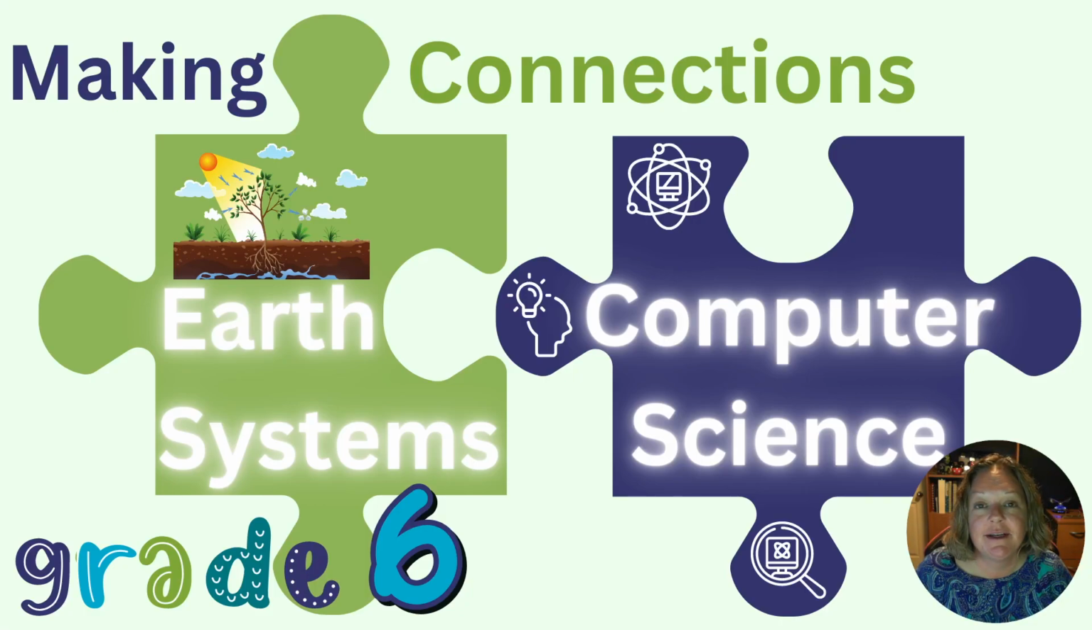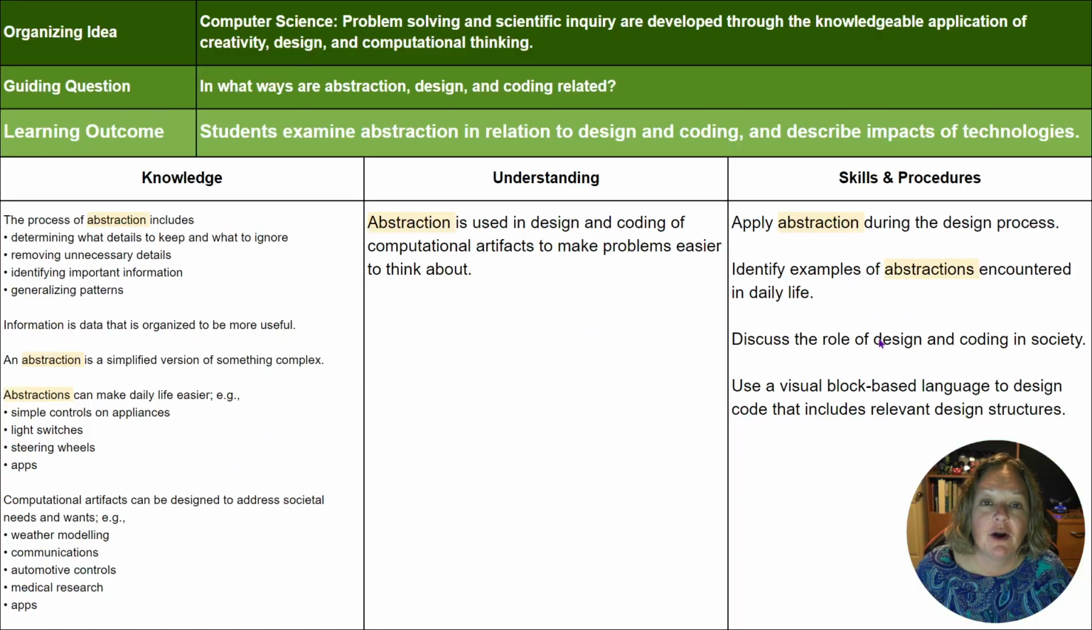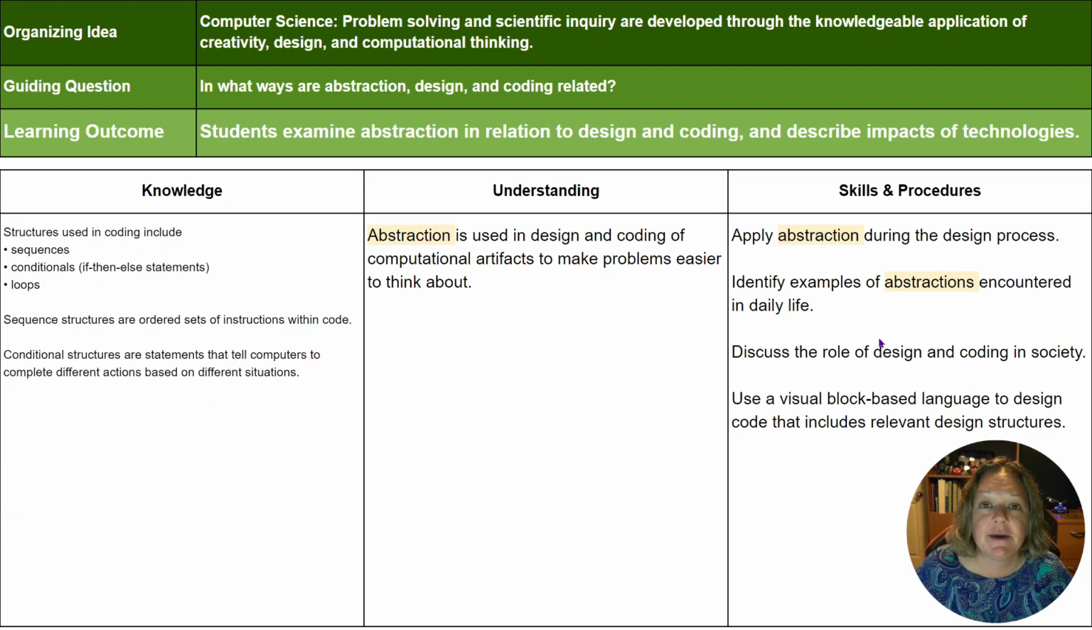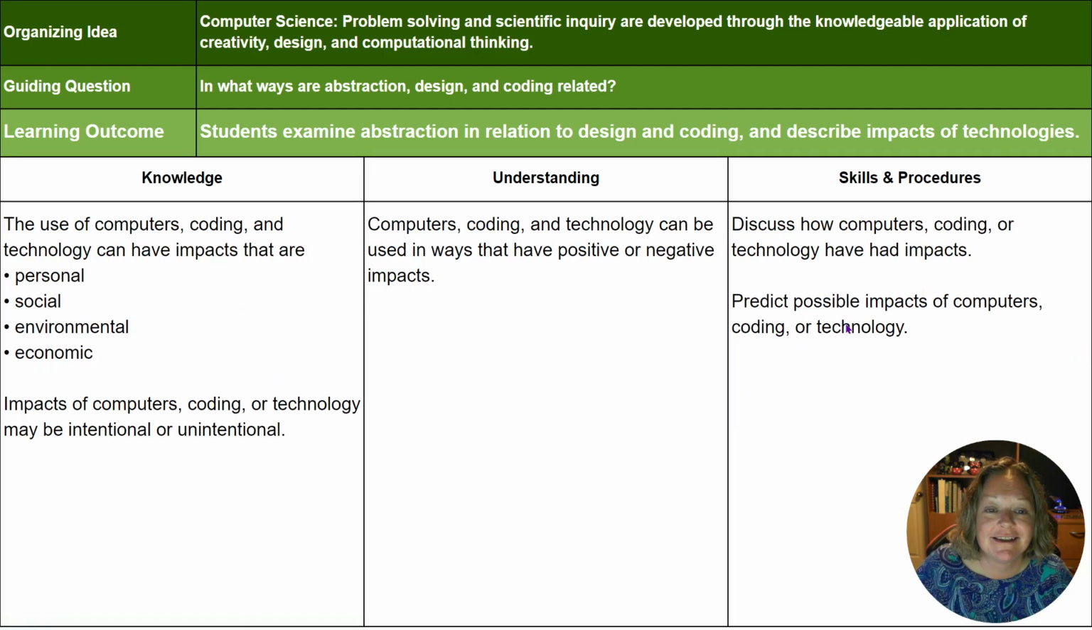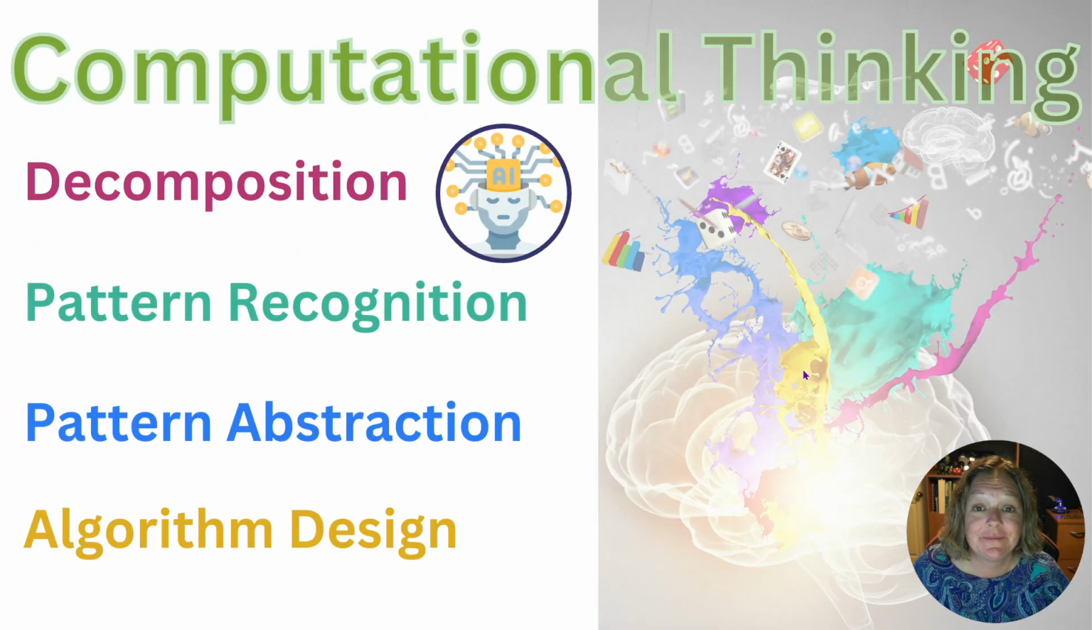Let's have a look at some ways that you can make connections from computer science into your Earth Systems unit. You probably already know that computer science in grade 6 contains a lot of learning about abstraction. We also see students being expected to use block-based coding language to create some type of computational artifacts and understanding how computers and technology are changing the world and how they may change the world in the future.